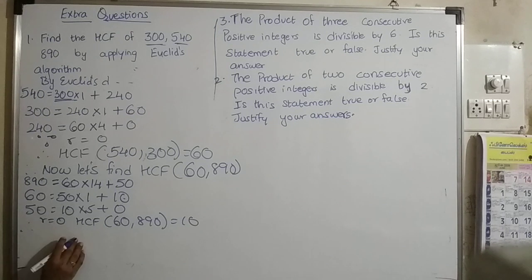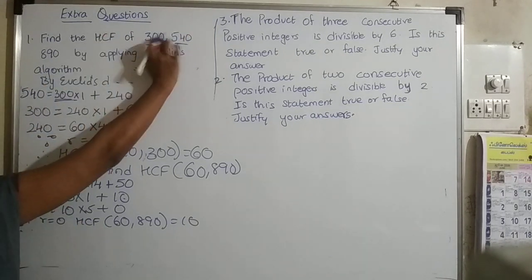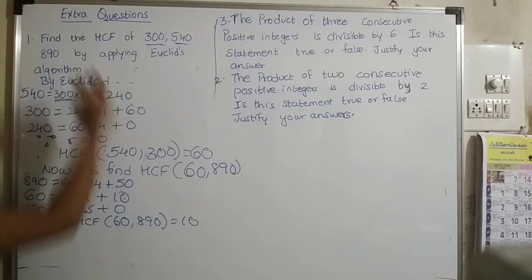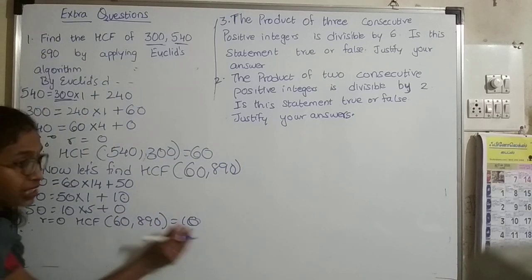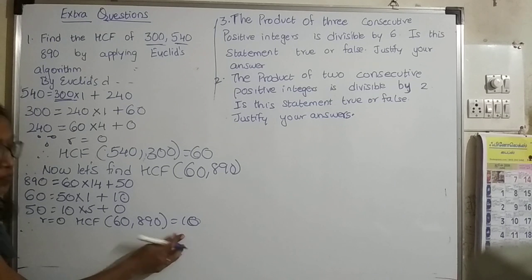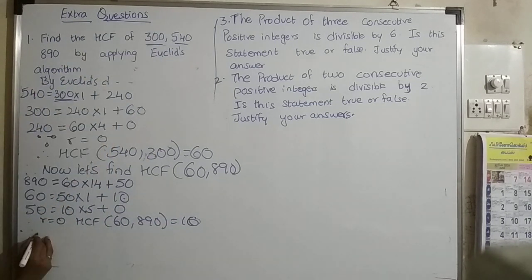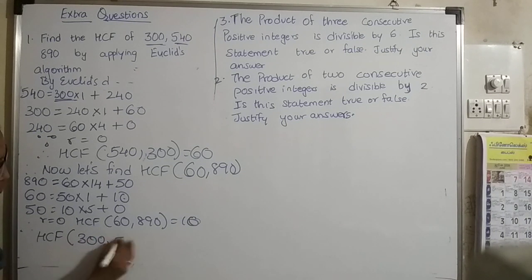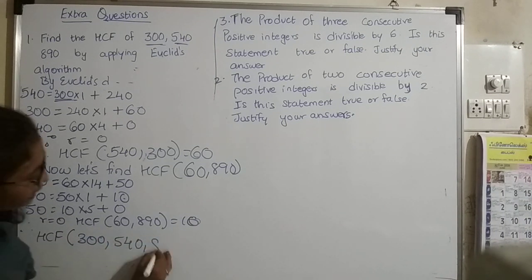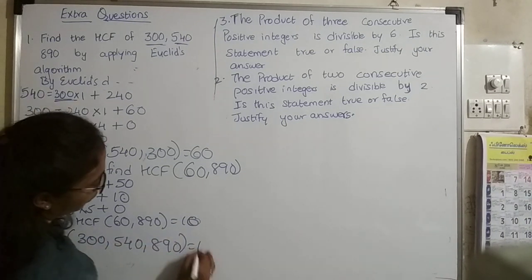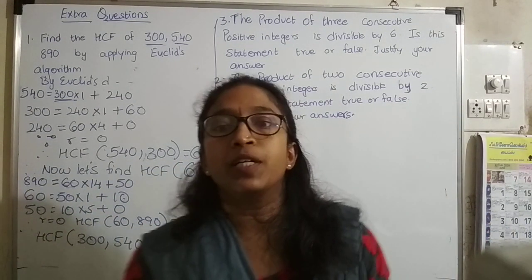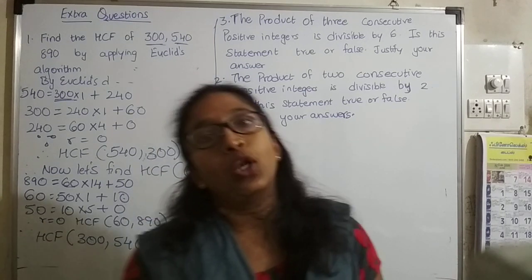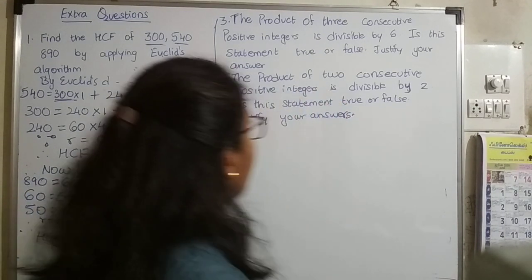Now first we found out the HCF of these two numbers. Then that number, what we got, 60, and the third number, we got the HCF. Now this 10 is representing the HCF of all the three numbers. Therefore, HCF of 300, 540, 890 is equal to 10. I hope now you understood how to find the HCF of three numbers by using Euclid's algorithm. Now moving to the next sum.